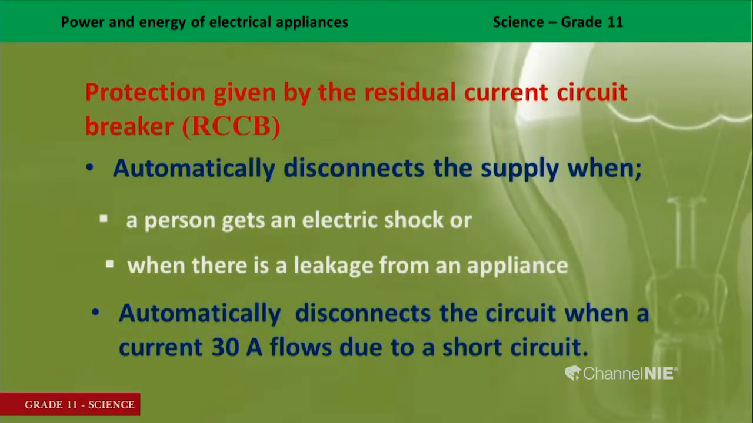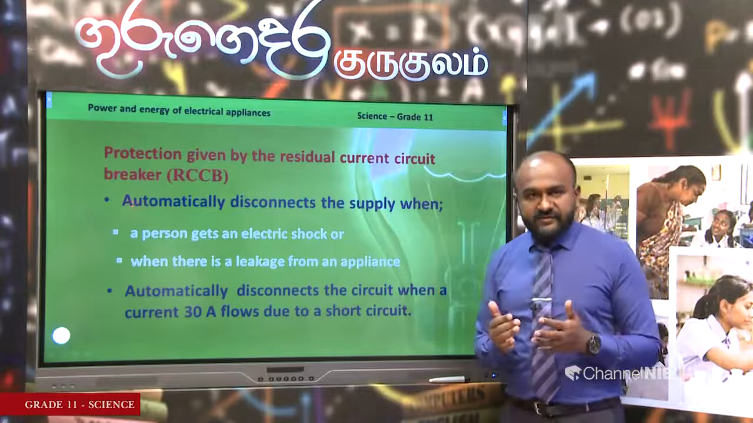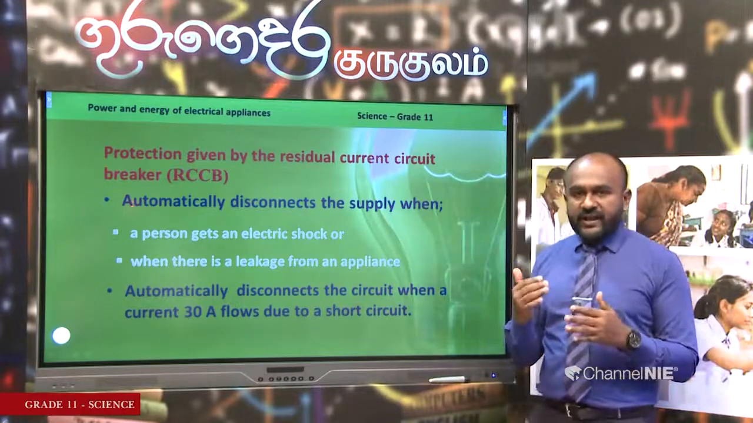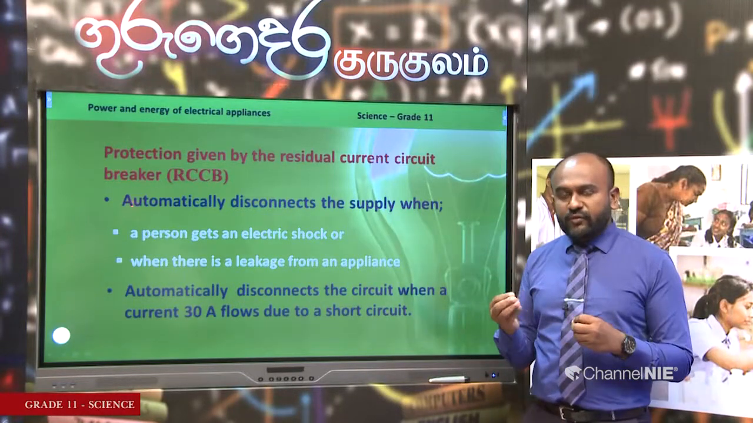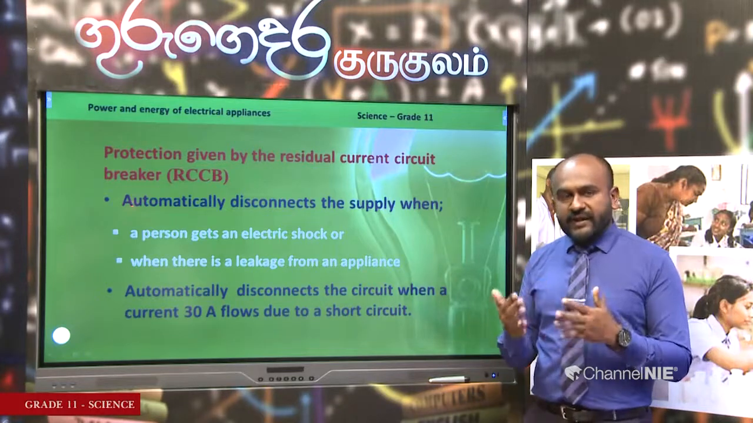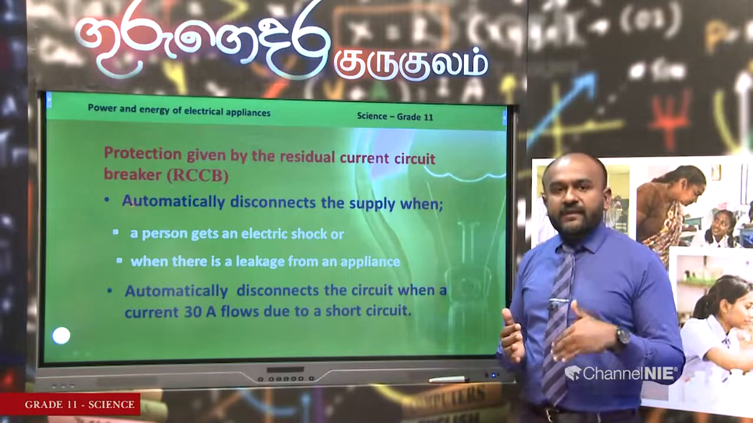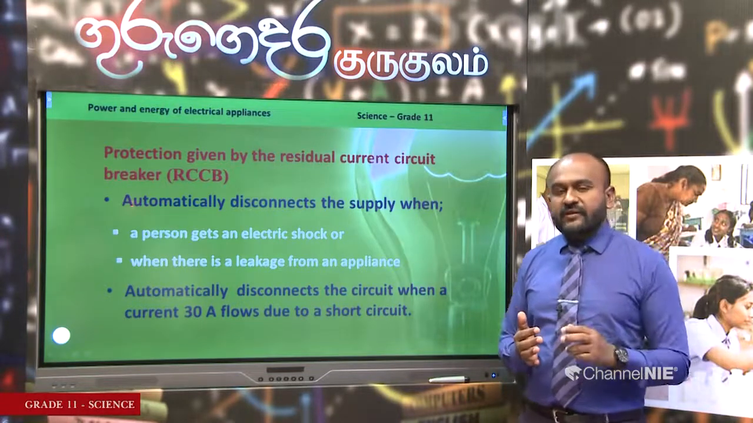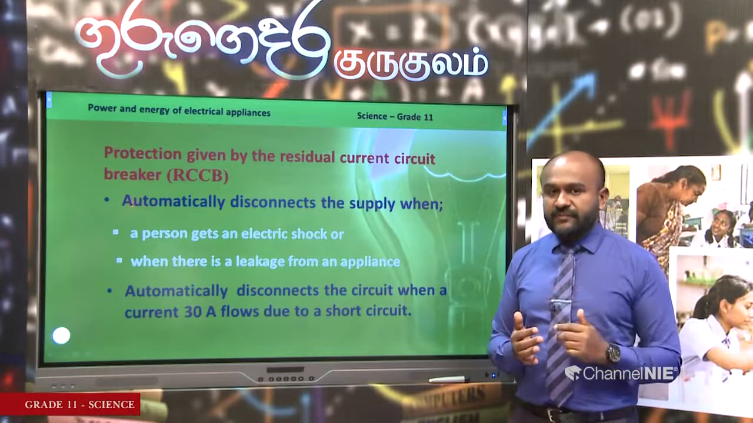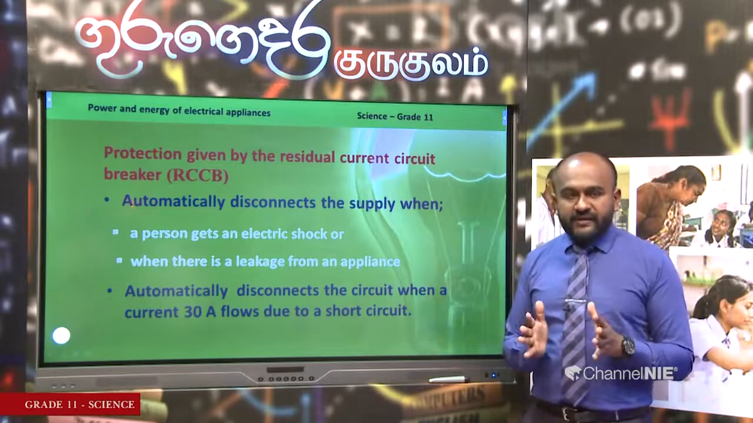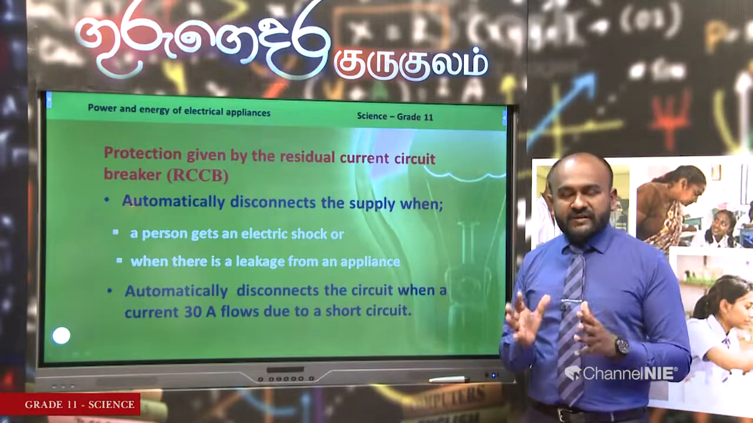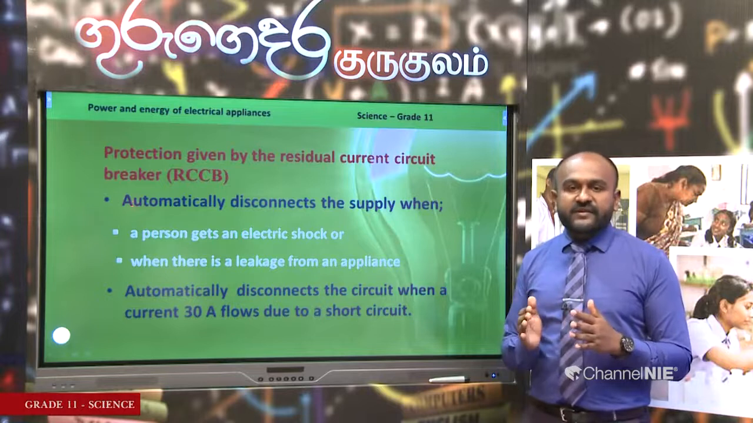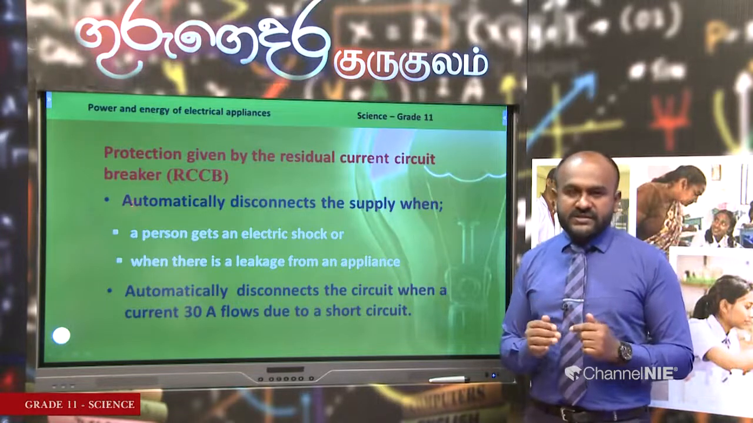Automatically disconnect the circuit when a current of 30 ampere flows due to a short circuit. There can be instances where a current more than 30 ampere can flow through a circuit. If a current like that enters the circuit, it can damage the circuit. So, the residual current circuit breaker can trip off the circuit. Here we identified the protection given by the residual current circuit breaker, or the trip switch.